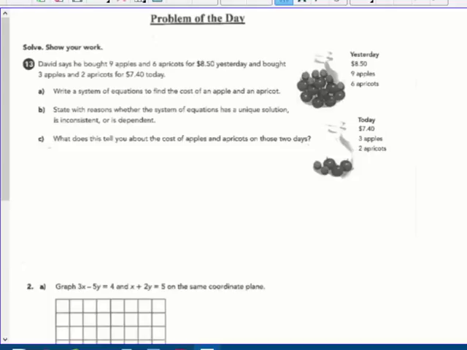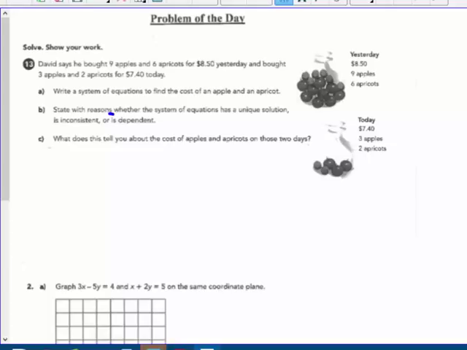Letter B, state with reasons, plural, whether the system of equations has a unique solution, one answer, is inconsistent, no answer, or is dependent. They're the same line, they're multiples of each other. We've already seen this. So answer letter B, and then C, what does this tell you about the cost of apples and apricots on these 2 days?